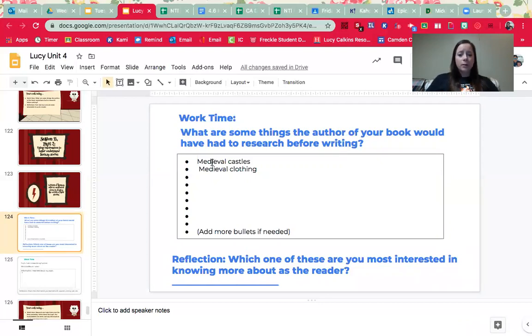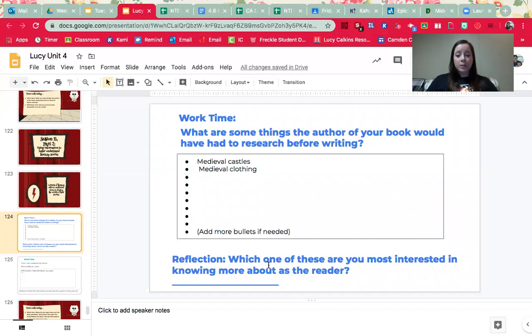So our author yesterday would have had to research something about medieval castles and also some clothing. If you remember, I pointed out that Elizabeth was dressed very proper for a princess back in medieval times. So Robert Munsch, our author, must have had to know something about that in order to properly portray Elizabeth in that story. So you guys yesterday filled out your bulleted list and you added more bullets if you wanted to.